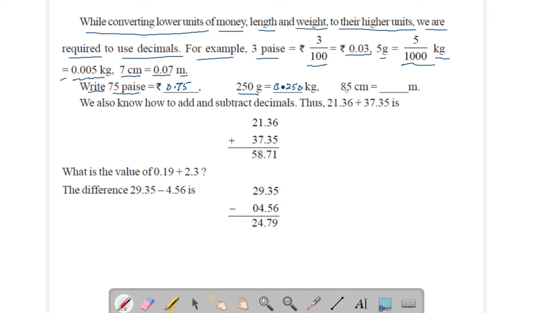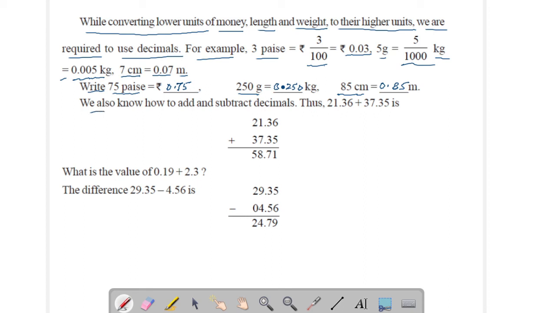Now 85 centimeter can be written in meter as, how will you write? In 1 meter, how many centimeters are there? 100 centimeter. In 1 centimeter, how many meters will be there? 1 upon 100. So 85 centimeter can be written as 85 into 1 upon 100, and convert it into decimal. It can be written as 0.85 meter. This is your answer.